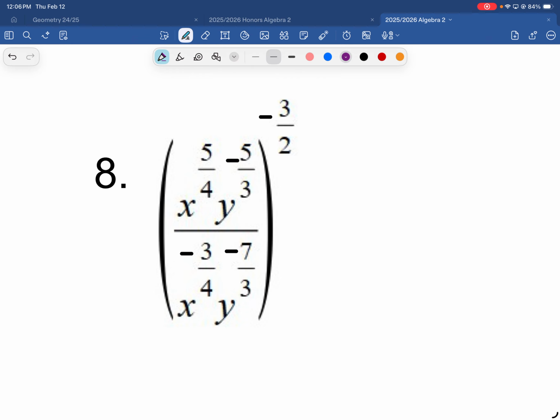Take care of the reducing on the inside of the parentheses first. Reduce first, then do the fraction. Then do the power. 5 minutes, go.